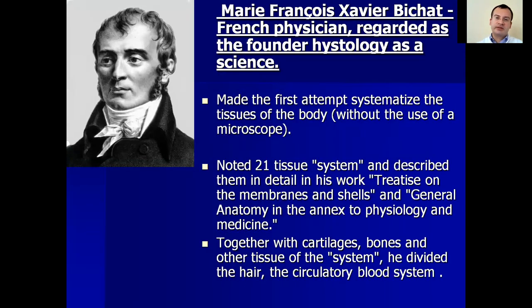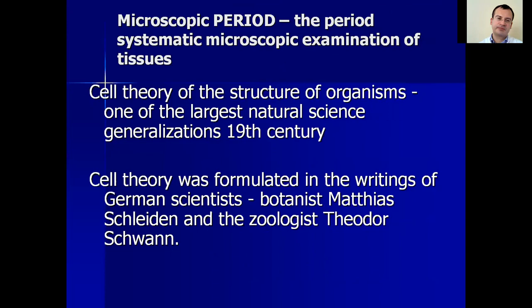Marie François Xavier Bichat made the first attempt to systematize the tissues of the body without the use of a microscope. He noted 21 tissue systems and described them in detail in his works, Treatise on Membranes and General Anatomy Applied to Physiology and Medicine. Together with cartilage, bones, and other tissue systems, he distinguished hair and the circulatory blood system.